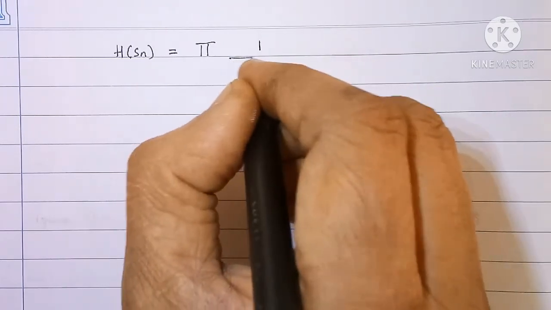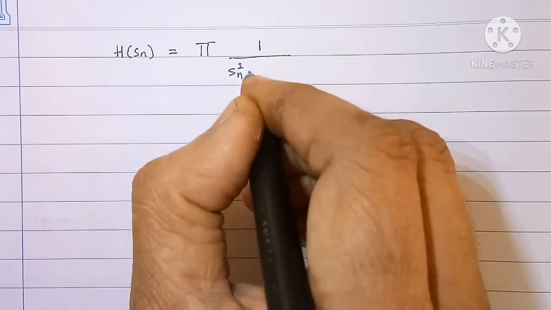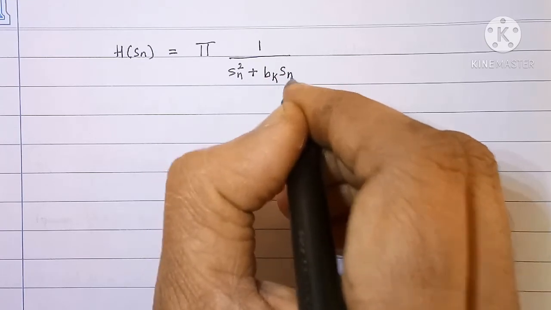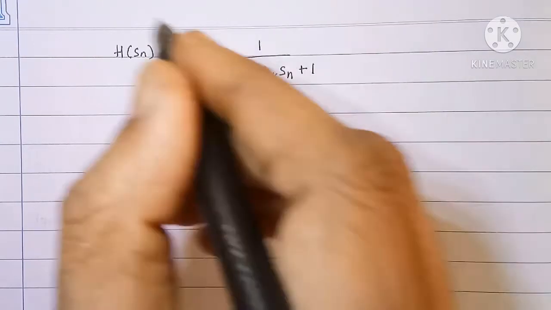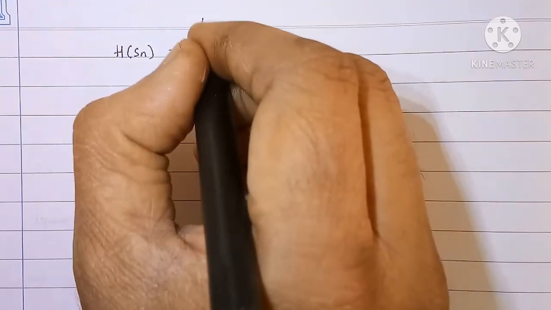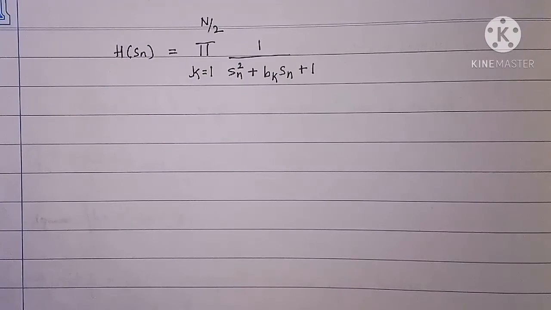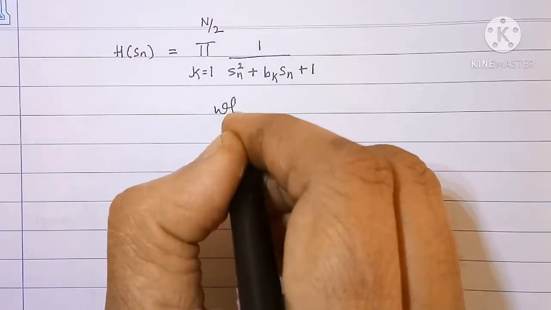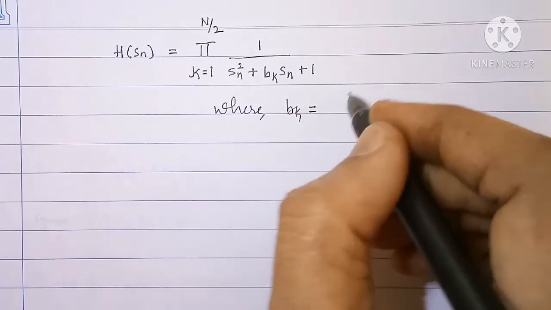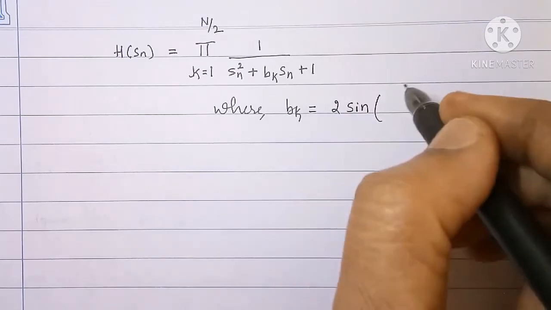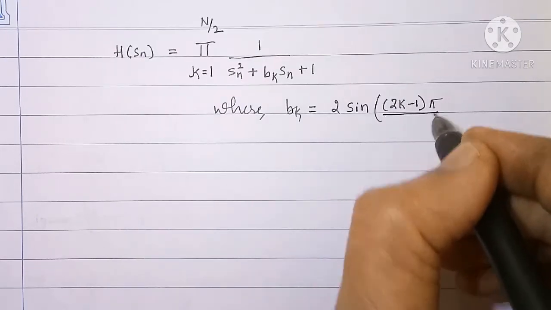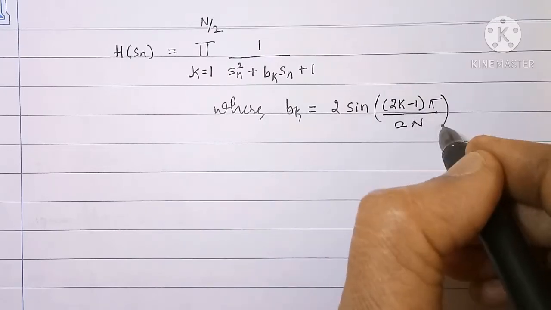product of 1 upon Sn square plus bk into Sn plus 1 for k equal to 1 to capital N by 2, where bk is equal to 2 times sine of (2k minus 1) pi upon 2n.